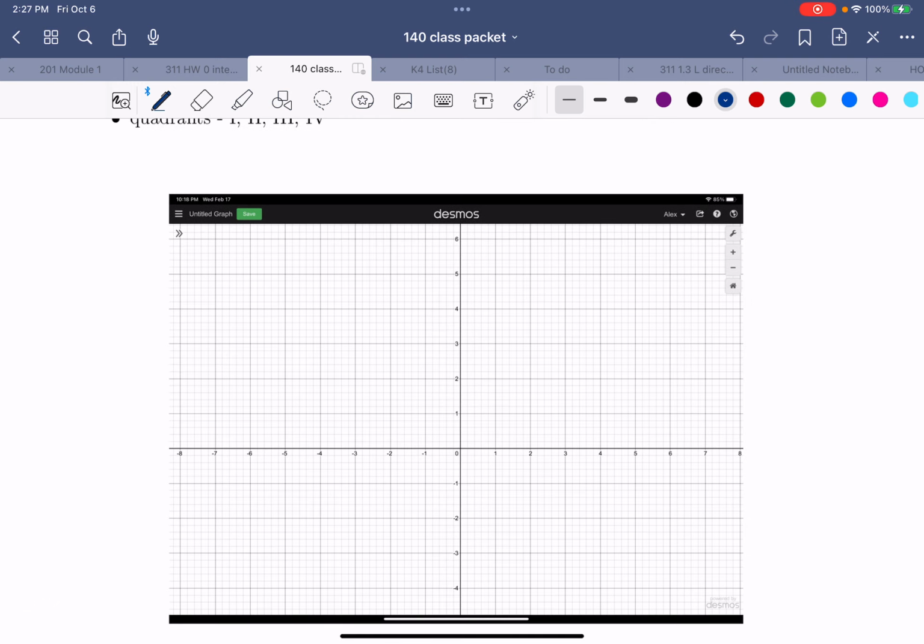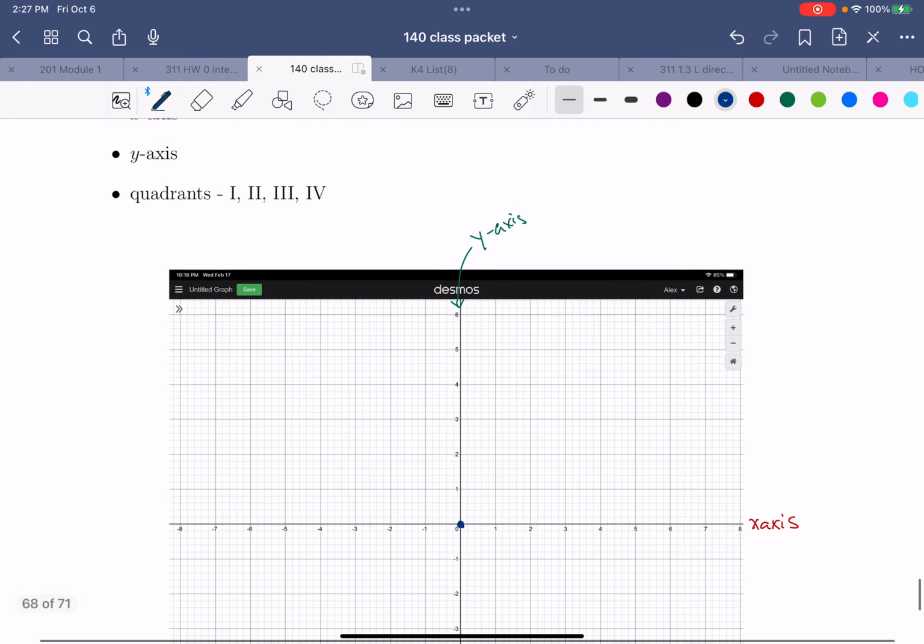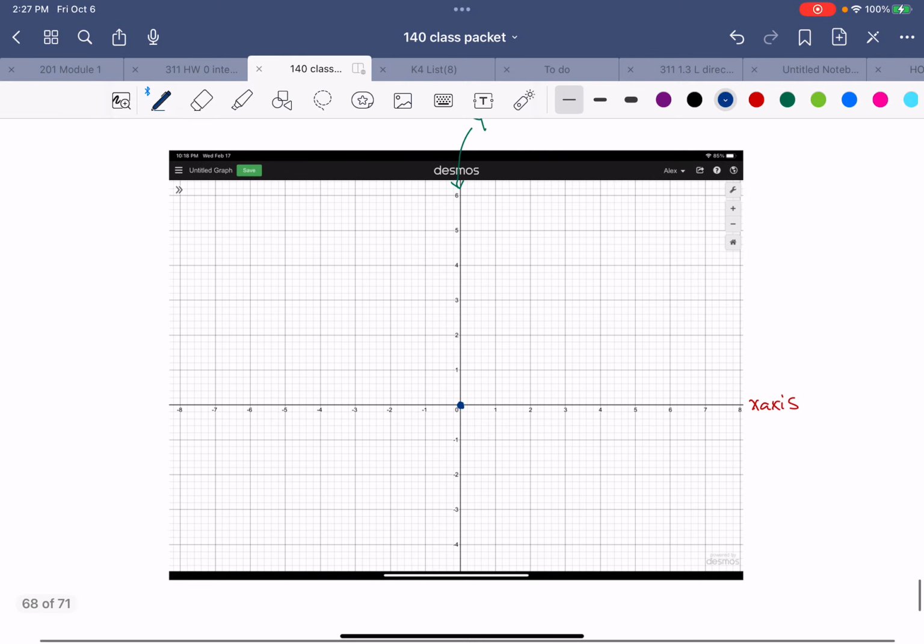It consists of an x-axis, which is right here, the line that goes across the middle. The y-axis, which is this one right here, the vertical one. The origin, which is this point at the middle. And then quadrants. We start labeling them in the top right where everything is positive. So this is quadrant 1, quadrant 2, quadrant 3, and quadrant 4.